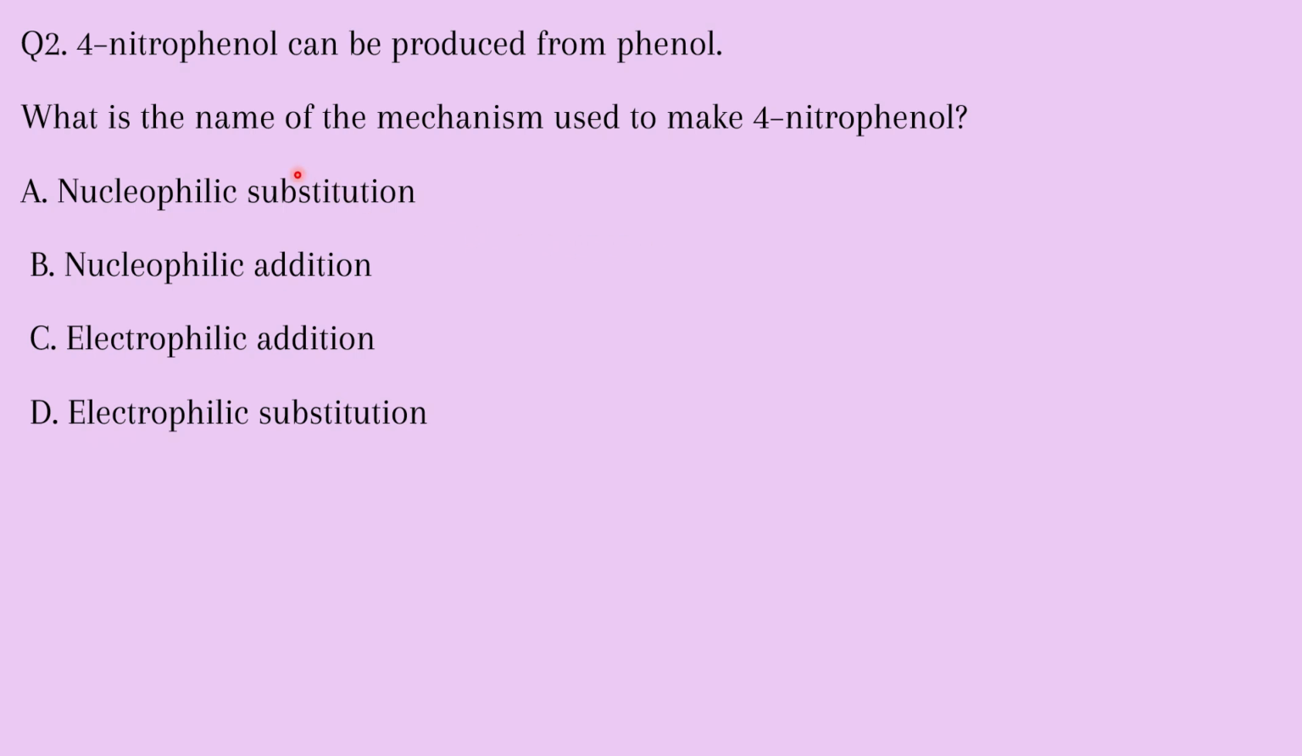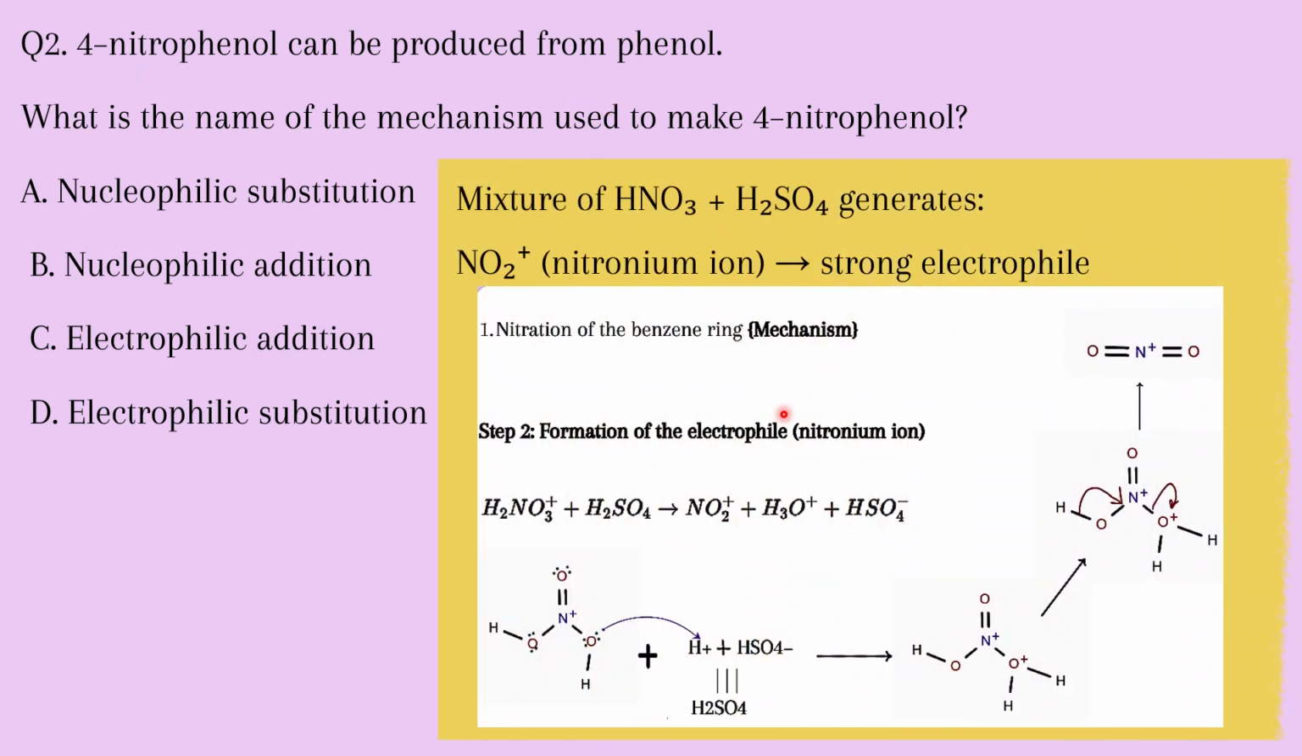So question 2: 4-nitrophenol can be produced from phenol. What is the name of the mechanism used to make 4-nitrophenol? Here you can see that we are making nitrophenol. This means we are adding a nitro group, that is, we are doing nitration of phenol. When we are doing nitration of phenol, we require what? Nitrating mixture. So nitrating mixture is nothing but concentrated HNO3 plus concentrated H2SO4.